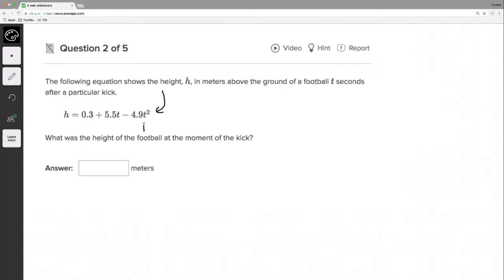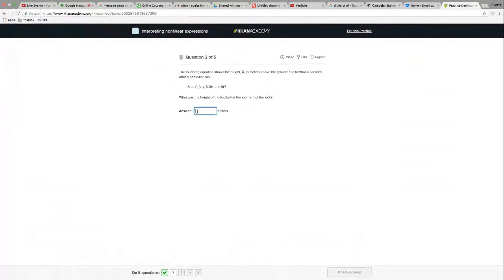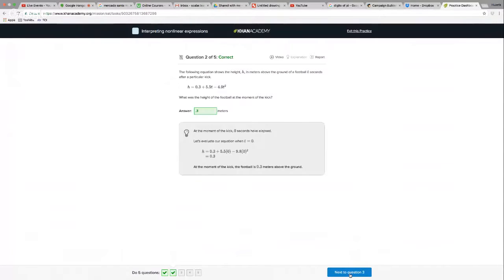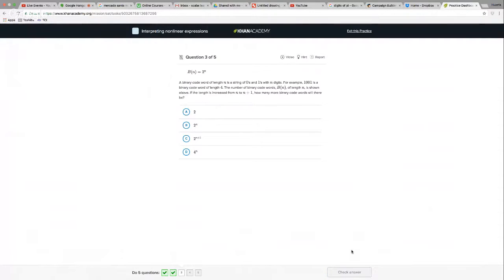So we would plug in 0 for t. This would go away, and this would go away, and we'd be left with 0.3 meters. So these are just starting points. This is all about that constant value. Okay. All right.